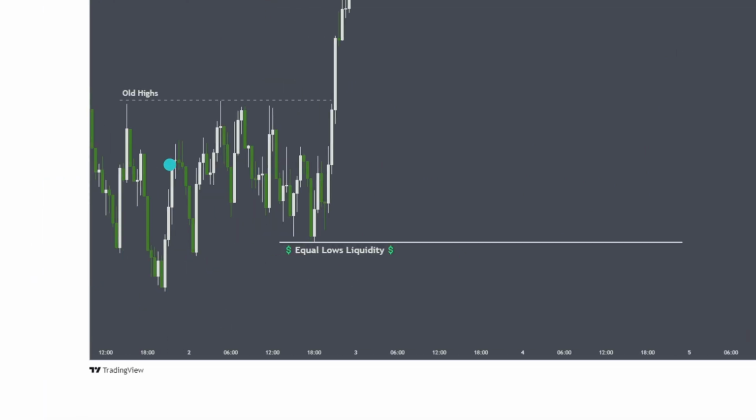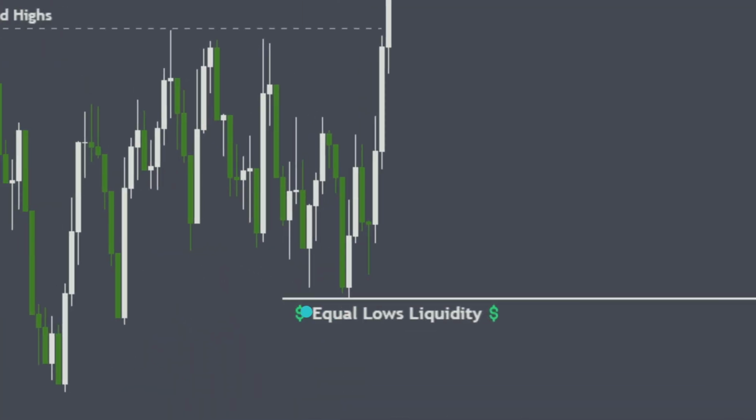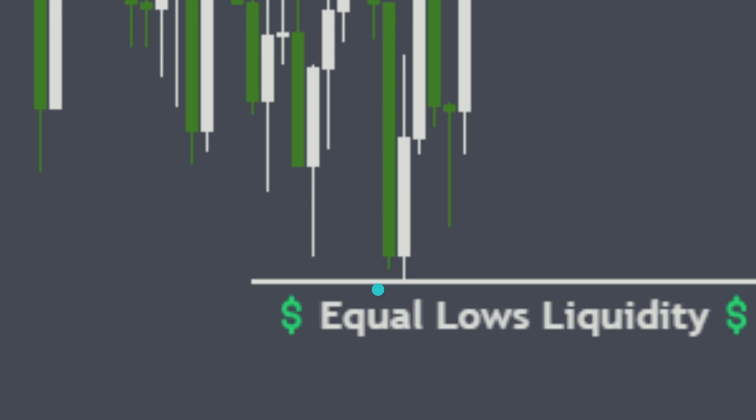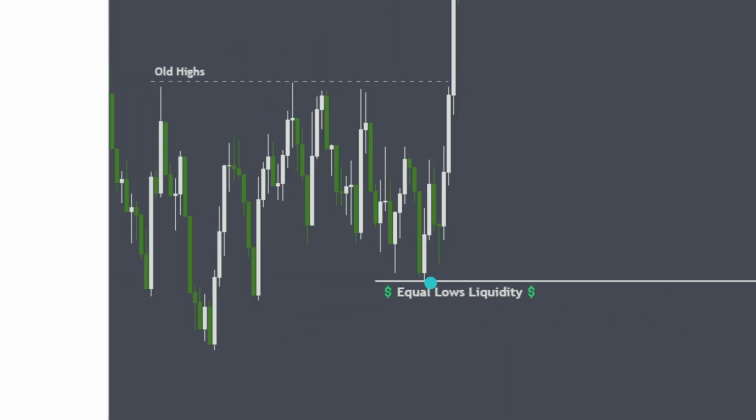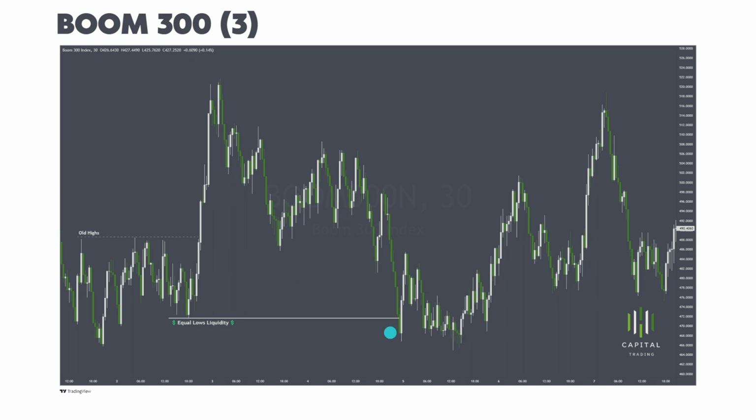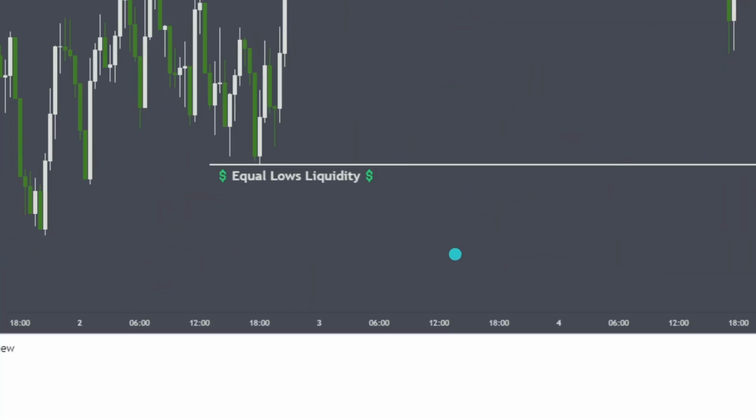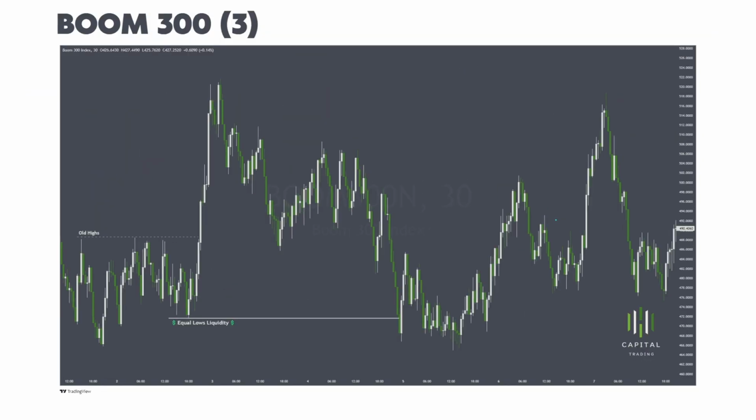So we had old highs here being broken as price was spiking to the upside, but as it did that, it formed this 1, 2 relative equal lows on the downside. So you want to see if they're going to reach into that, and then that's what happened. They dropped to the downside and reached into these equal lows liquidity, right? So that's what happened here.